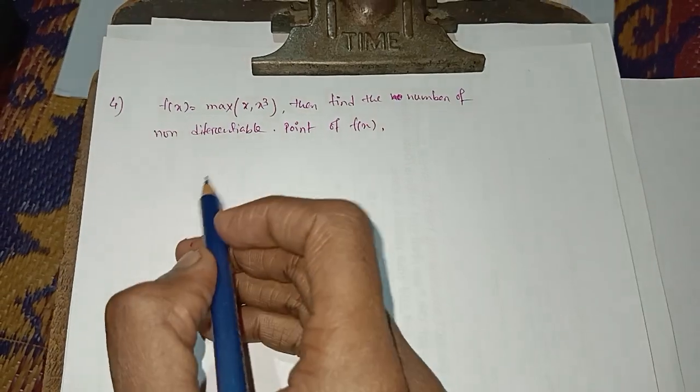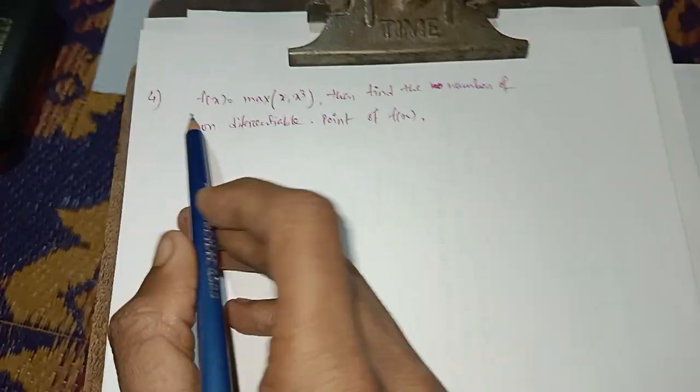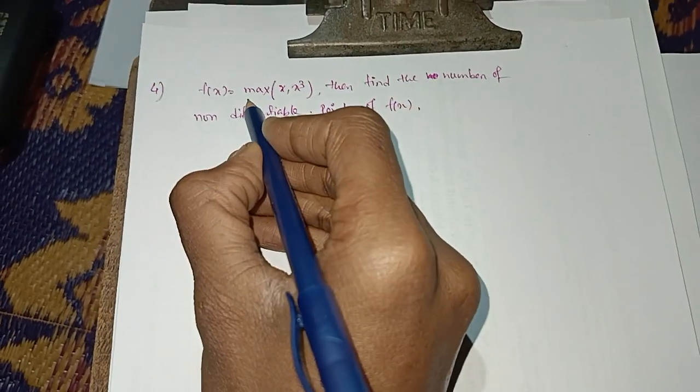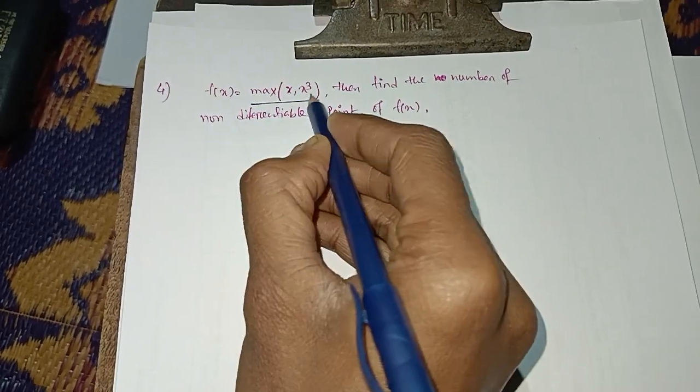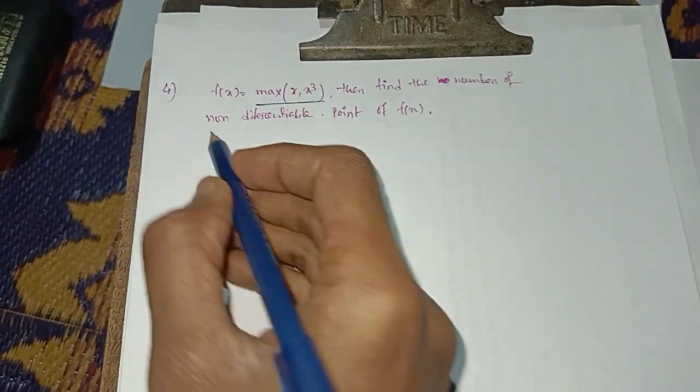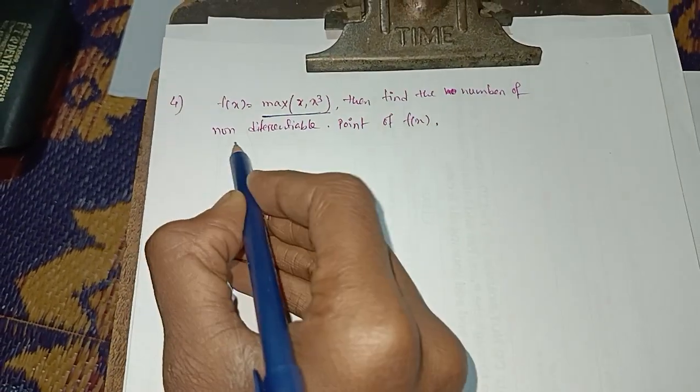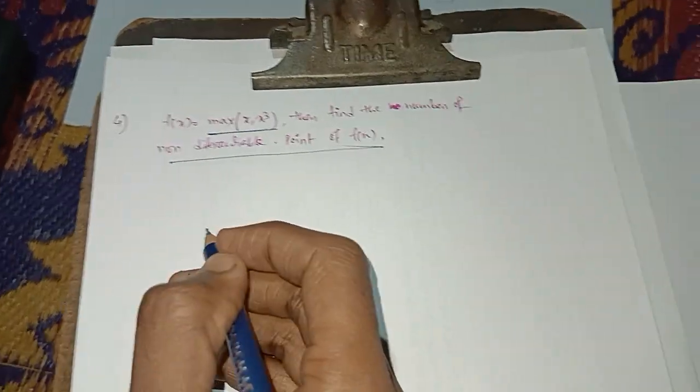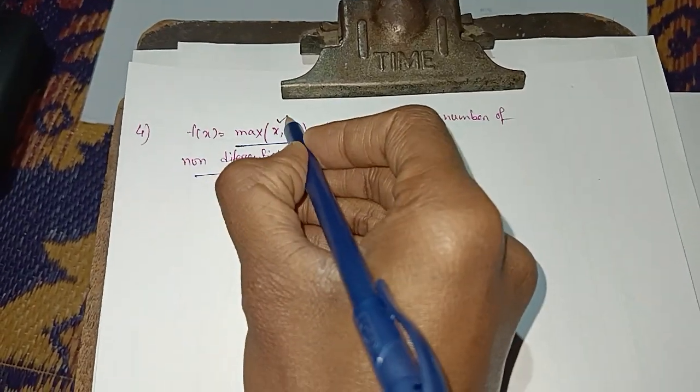So the next question is related to functions. f is a function, f of x is the maximum of x and x cube. Then we have to find the number of non-differentiable points in f of x. So we have to consider x and x cube.